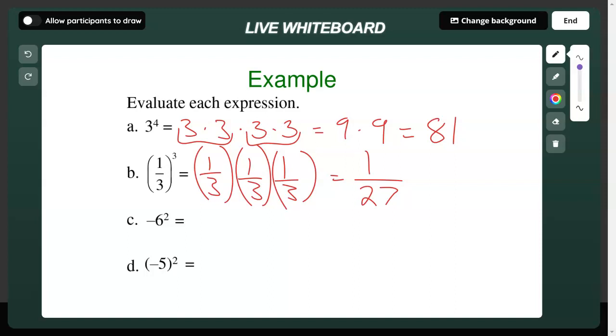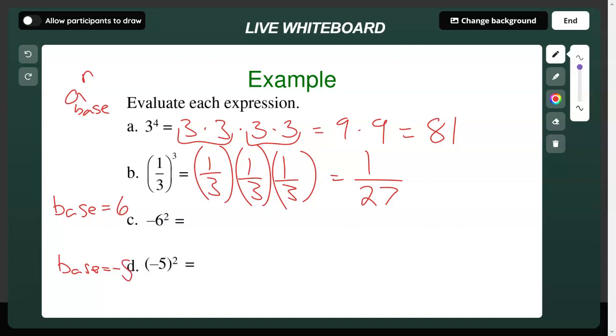All right, now C and D is kind of a big point of contention that causes some stumbles. Parentheses are there for a reason. What I want to note here is a couple different things. Remember, we have a number raised to a power. The number raised to the power is our base. Here, my base is 6. Here, my base is -5.